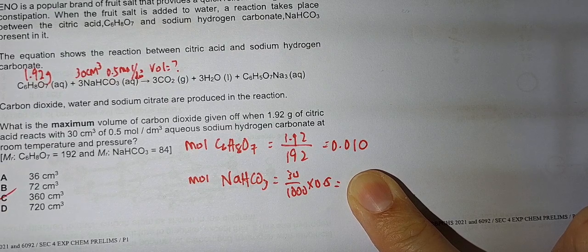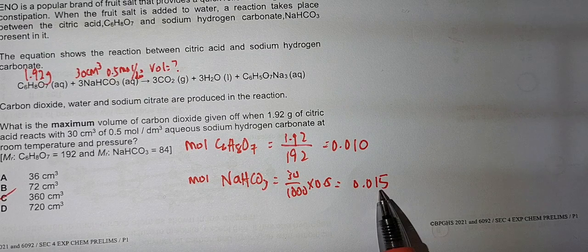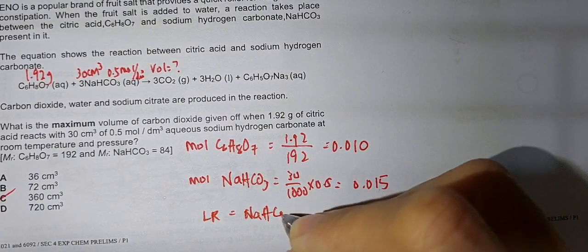would need 0.03 mole of sodium hydrogen carbonate, but I only have 0.015. 0.015 is less than 0.03. Therefore, your limiting reactant is sodium hydrogen carbonate.